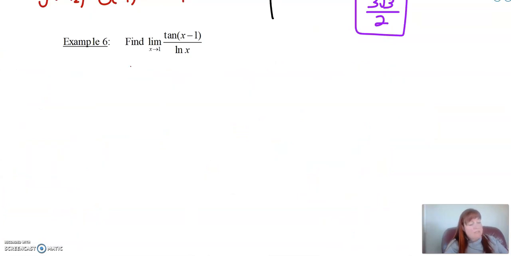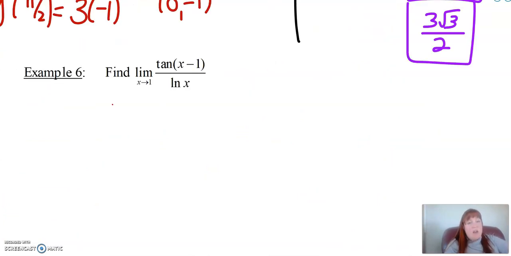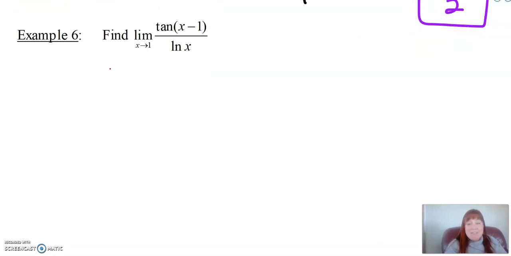All right, what is the limit as x approaches 1 of tangent of x minus 1 over ln of x? And you're like, what? Limits? Yes. Limits, derivatives, and integrals are the main 3 parts of calculus. So we still have to remember limits, even though it's been a while since we did them. So what is the limit as x approaches 1?